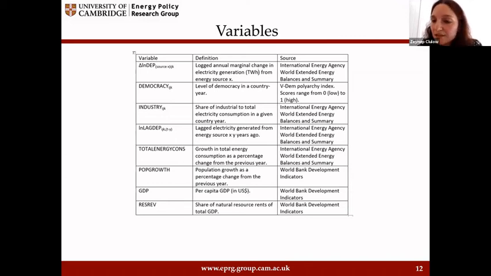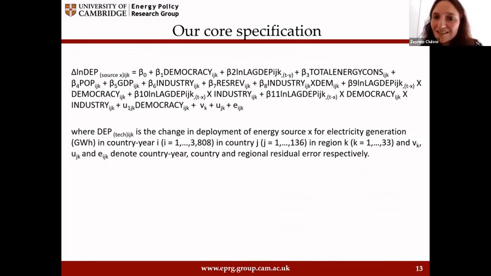And we also included a series of control variables. So we had lagged electricity generated from that energy source a number of significant years ago. We did some preliminary tests to identify which time lag was significant for each energy source. And then other controls: total energy consumption, population growth, GDP, and the share of natural resource rents of total GDP as well. So this is our core model, which includes the interaction terms that we're interested in.